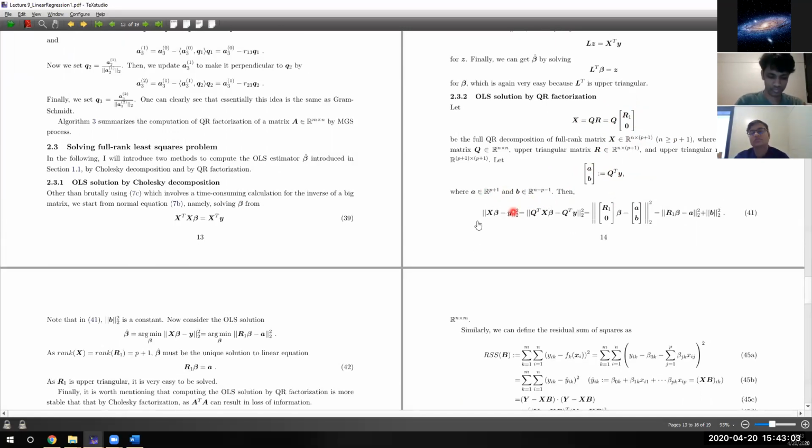Now let's calculate X beta minus Y. This is actually the RSS. What's going to happen? I multiply by Q^T on both sides. As we mentioned before, since Q is a unitary matrix, or orthogonal matrix, any norm times an orthogonal matrix equals itself. Remember, what I'm saying is this.